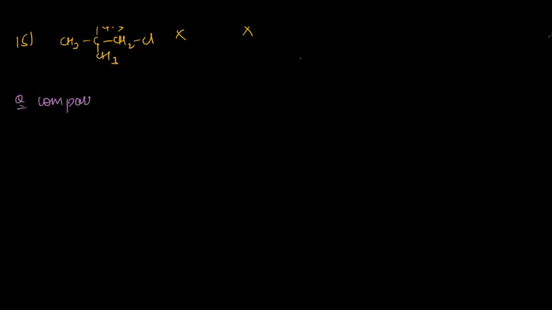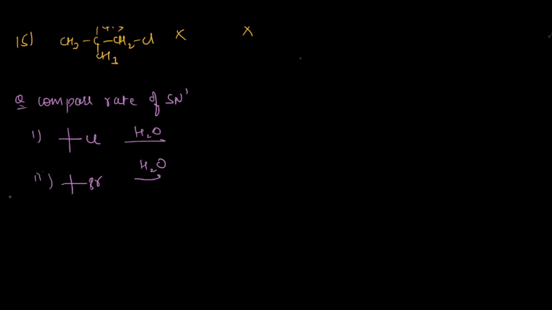Compare the rate of SN1. First we have chlorine, second we have bromine, with water here and water here. Both are the same, but Br is a good leaving group, so that will be the answer. And this was A.